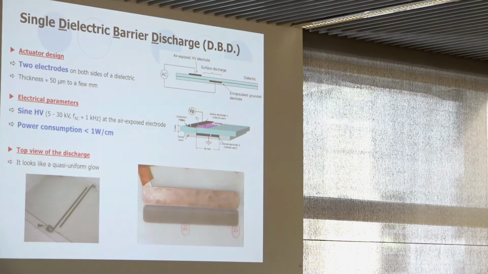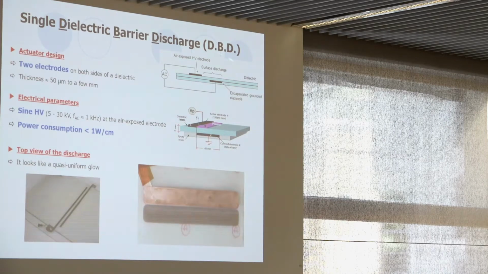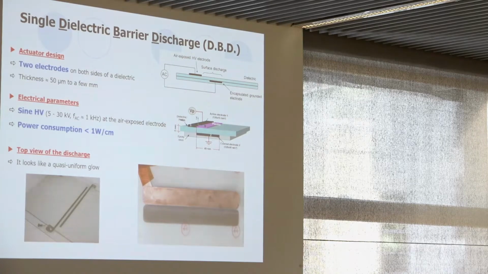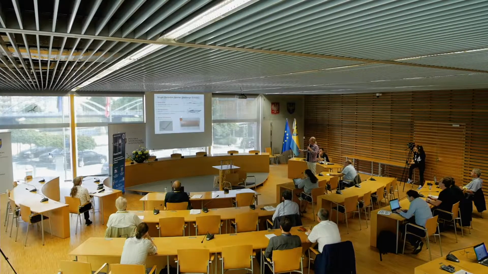So what about this actuator? The most known and used actuator in this topic is a single DBD, for dielectric barrier discharge. You know that it is composed of two electrodes, as we can see here. The dielectric between both electrodes is from a few micrometers to a few millimeters. We usually apply a sine high voltage with a frequency typically of 1 kilohertz, but it can be 10 kilohertz as we want. The power consumption is usually smaller than 1 watt per centimeter in span-wise of the actuator.